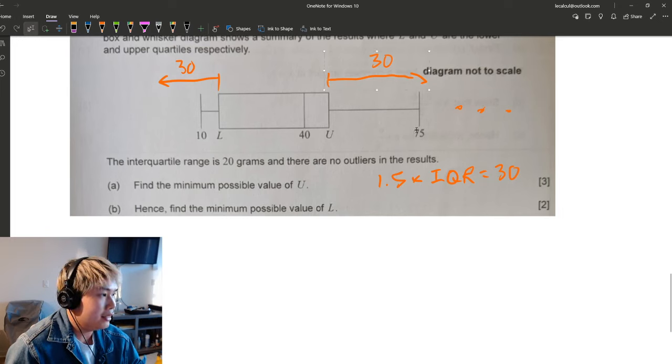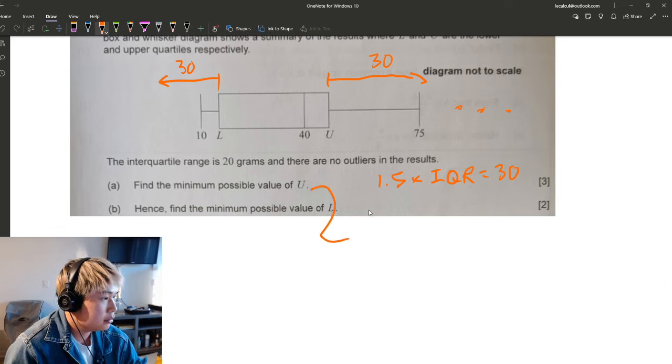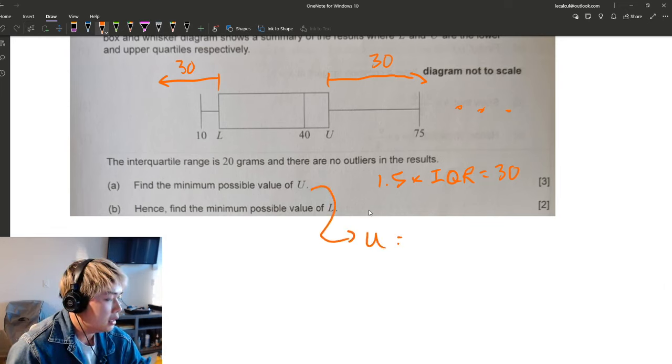Which means that all I do is I take 75 and then I subtract 30, and that should give me my third quartile. So U is going to be 75 minus 30, which is 45.